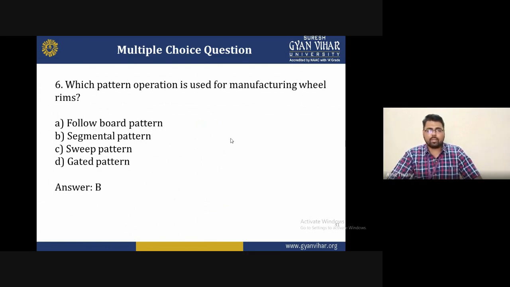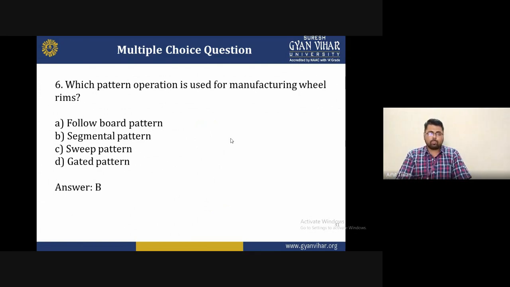That is where there are some options: A, follow board pattern; B, segmental pattern; C, sweep pattern; D, get it pattern. So the correct answer of this question is B. Segmental patterns are generally used for manufacturing the wheel rim.